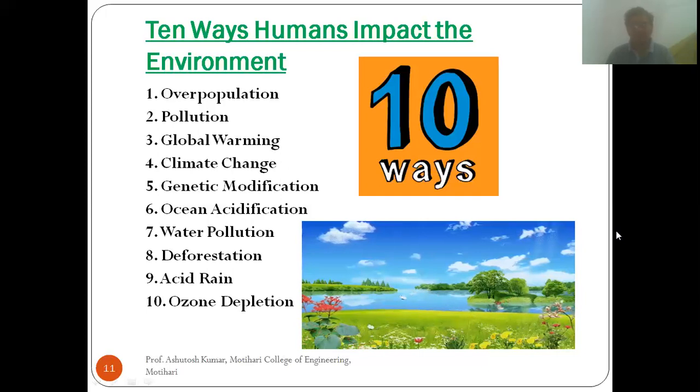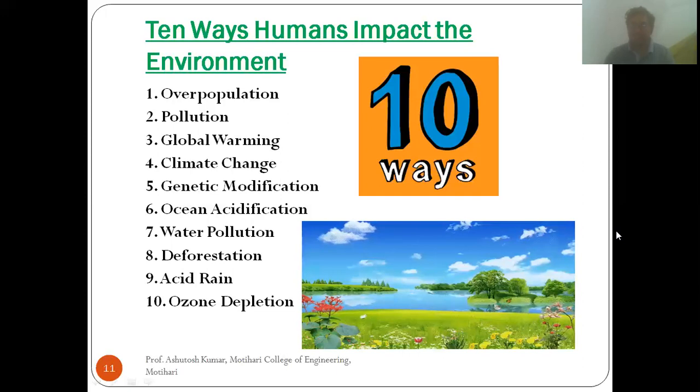Third is global warming. Fourth is climate change. Fifth is genetic modification. Sixth is ocean acidification. Seventh is water pollution. Eighth is deforestation. Ninth is acid rain. And tenth is ozone depletion. So let us discuss all 10 impacts of human on environment.